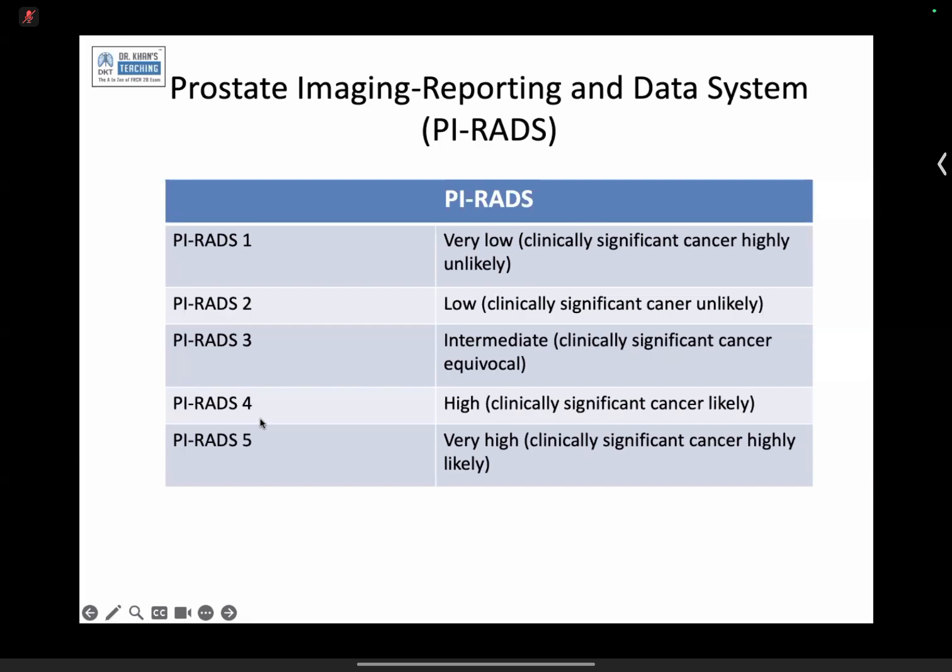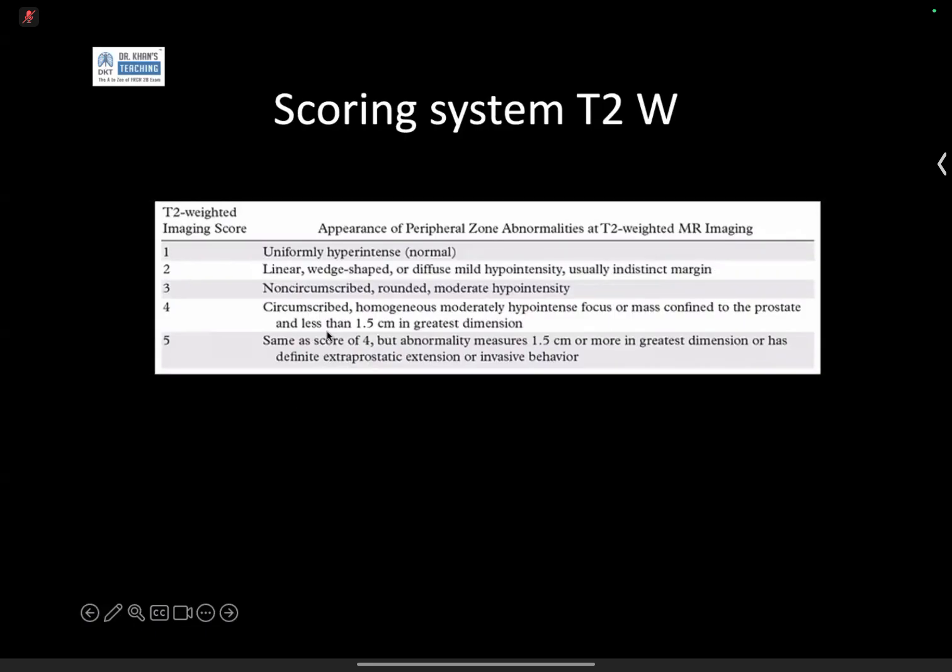Size difference. There is no other difference. So if a lesion is more than 1.5 centimeter, it becomes 5. Less than 1.5, it becomes 4. Also, if a lesion is extracapsular, it becomes 5. So, when you report a MR, you have to give them score, imaging score on T2 as well as DWI sequence.